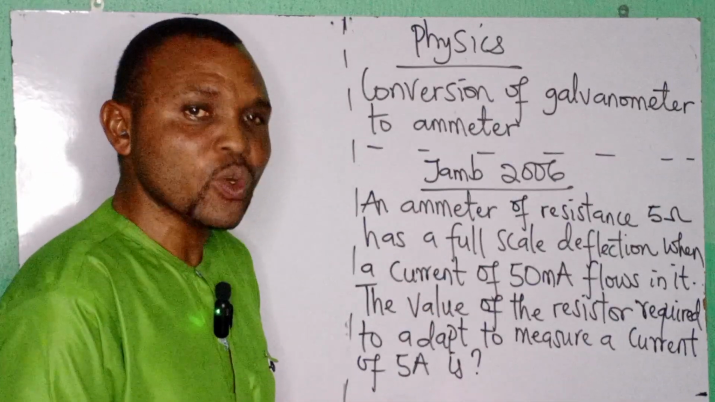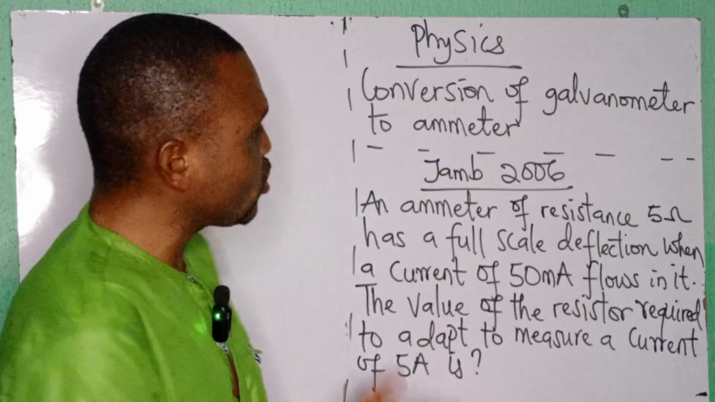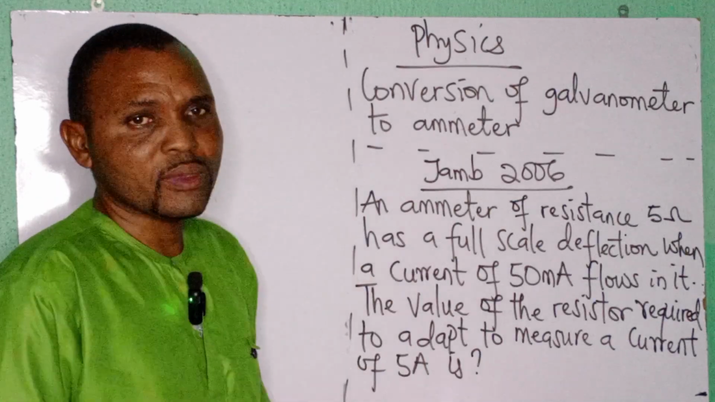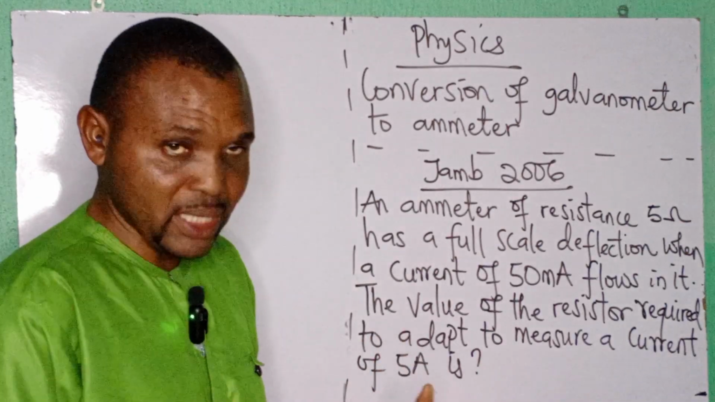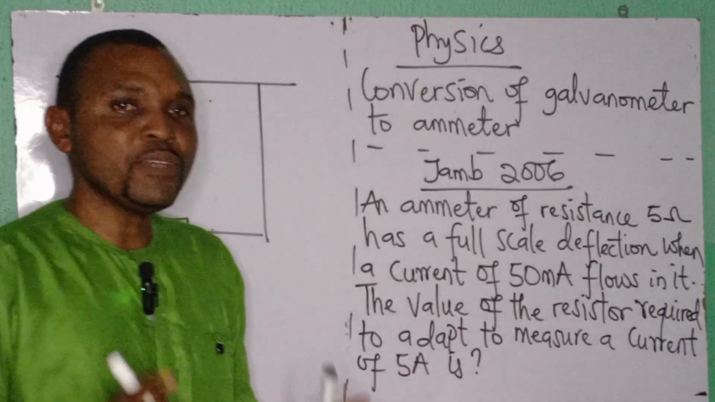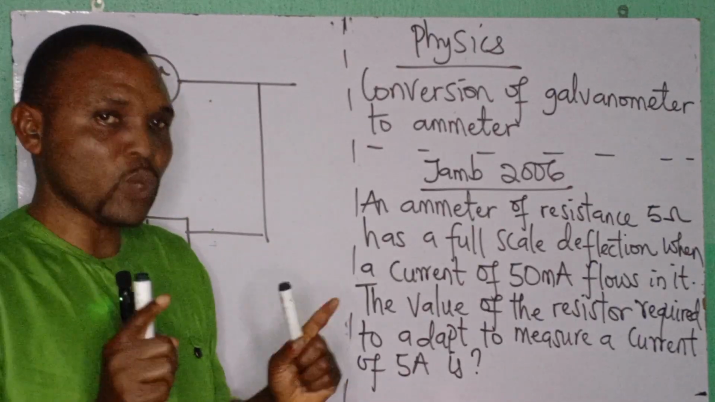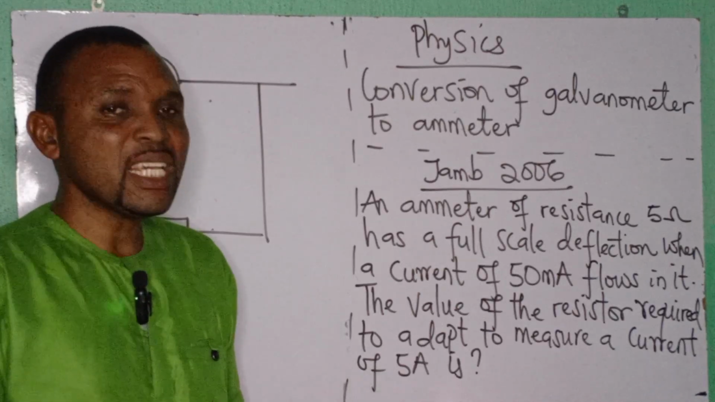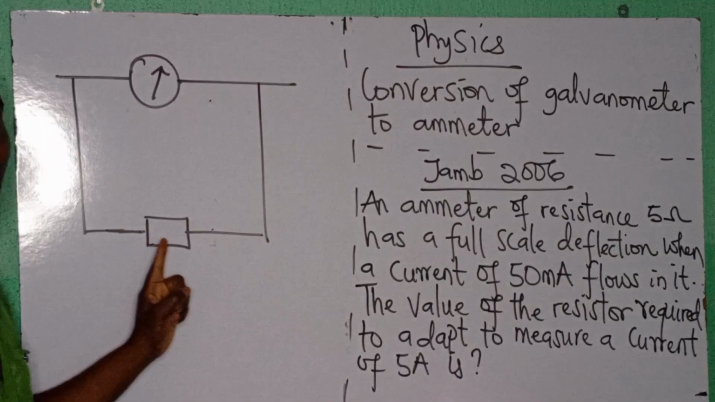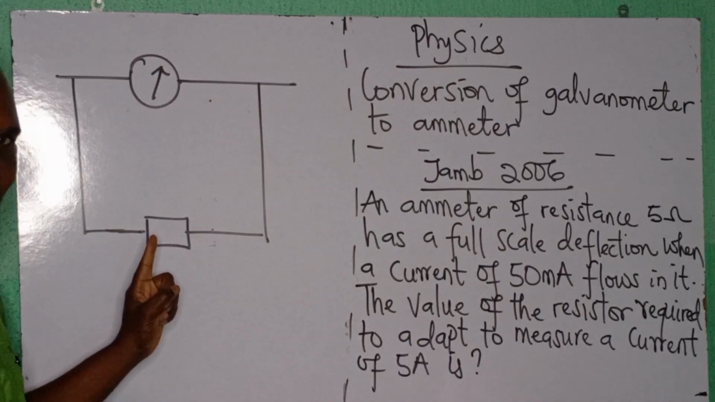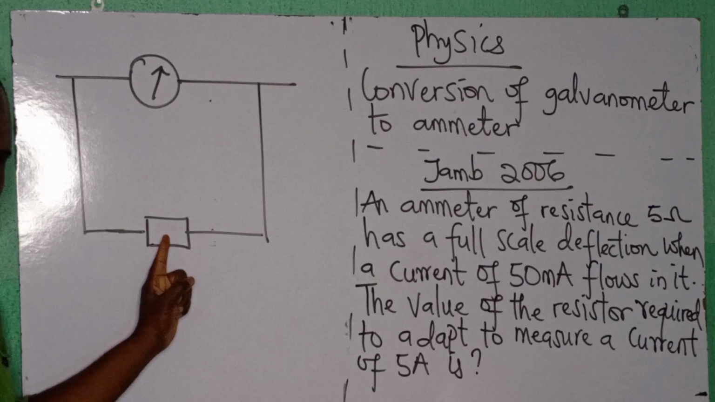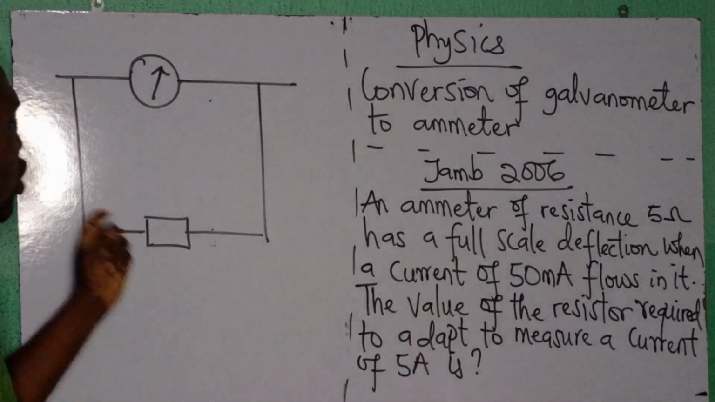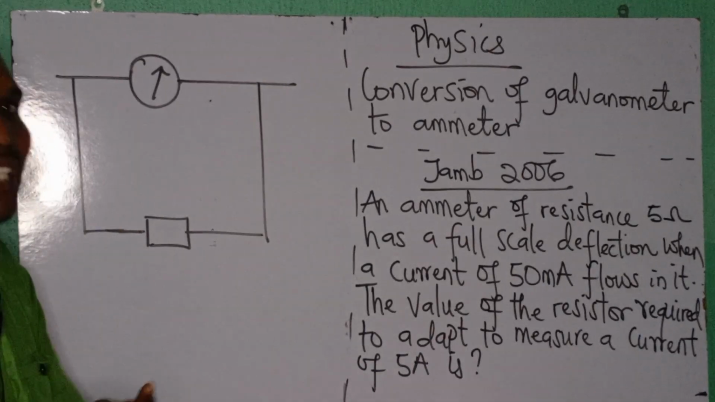Now, how do you solve a question like this? A question that has to do with what? Conversion of galvanometer to ammeter. Before we solve this question, there is something I want to quickly explain. Let's look at this diagram. If you are converting a galvanometer to an ammeter, the galvanometer, also known as a moving coil meter, is connected in parallel to a low resistance wire known as the shunt.